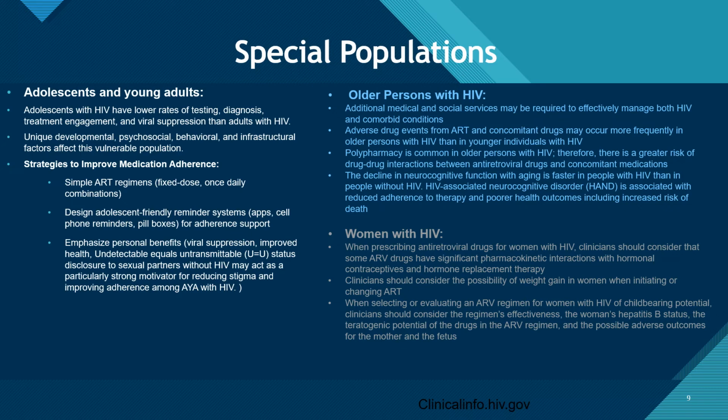Considerations for special populations. Adolescents and young adults have lower rates of testing, diagnosis, and treatment than adults with HIV. So some strategies to improve their medication adherence would be simple regimens like a fixed dose once daily combination, and then encourage them to download an app on their cell phone for a reminder or certain pill boxes for adherence support. Your older population with HIV, additional medical and social services may be required to effectively manage their HIV and then other conditions they may be experiencing.